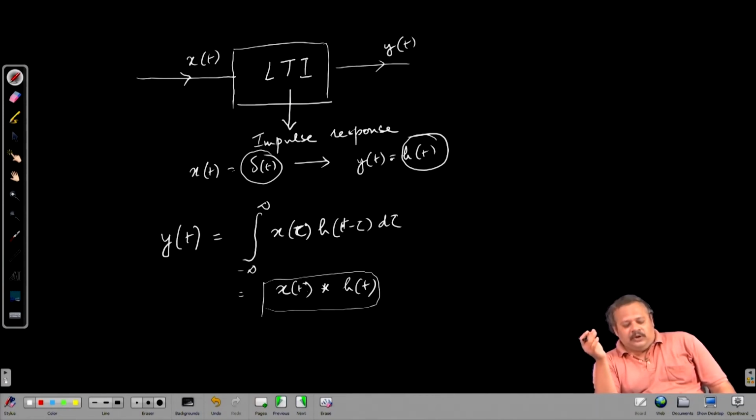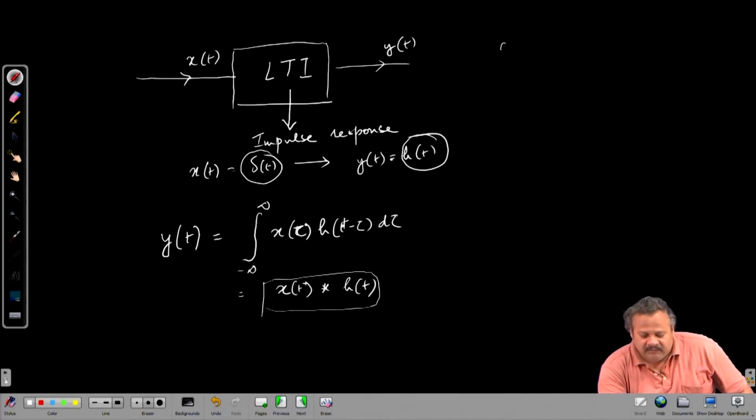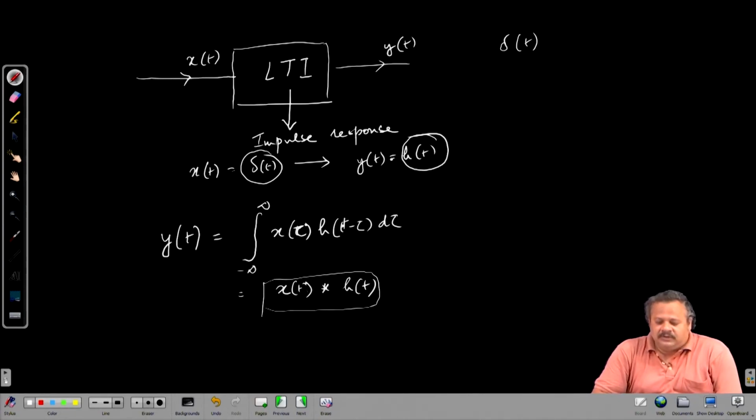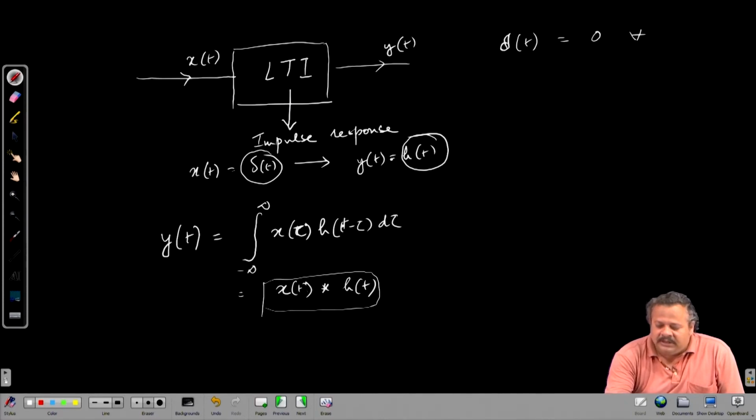So, to define delta(t), let us say we have been saying this Dirac delta function. This will come up later on also. The delta(t) can be defined in this manner. It is an impulse, many of you may already know. This delta(t) is actually 0 for all t not equal to 0, and it is not 0 for t equal to 0, and the integral of delta(t) dt over minus infinity to infinity is 1.